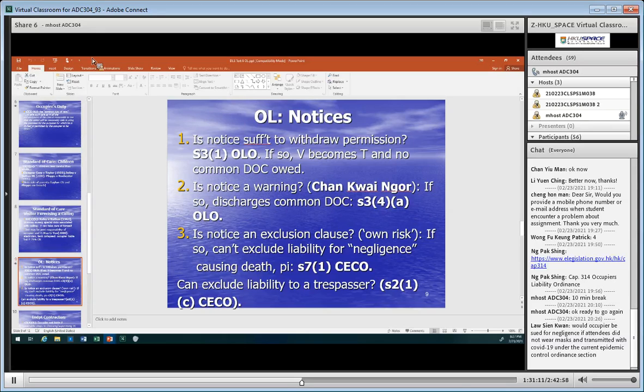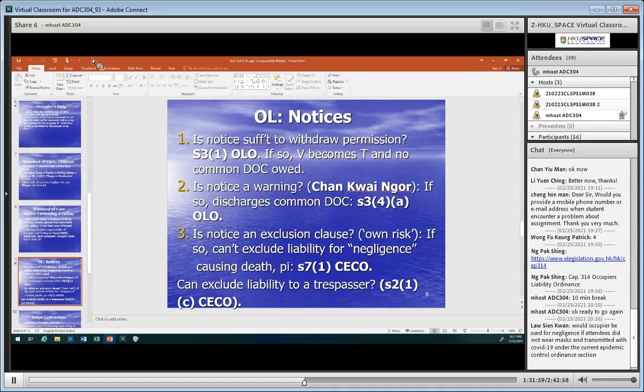Can you exclude liability to a trespasser? The answer actually is yes. You can exclude liability to a trespasser. This is a technical argument, but if you look closely at the wording of Section 2(1)(c) of the CECO, it does say that it is possible to exclude liability to a trespasser. That's a technical argument, but it is strictly possible just looking at the wording of Section 7 and also Section 2(1)(c) of the CECO. Interesting. You can see, again, everybody, this is a situation in which tort law overlaps with contract law.